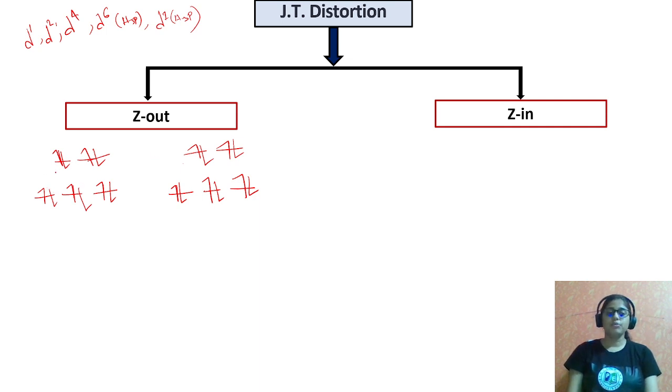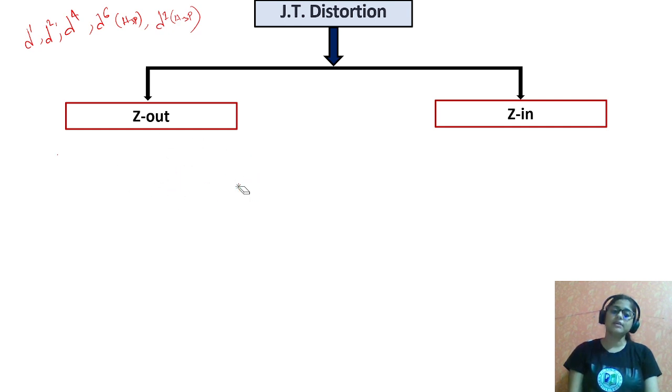Okay, so by seeing the arrangement I have told you, but I will take some examples. Right now in this slide I want to tell you in which case Z out and in which case Z in kind of distortion can be seen. This you have to remember.